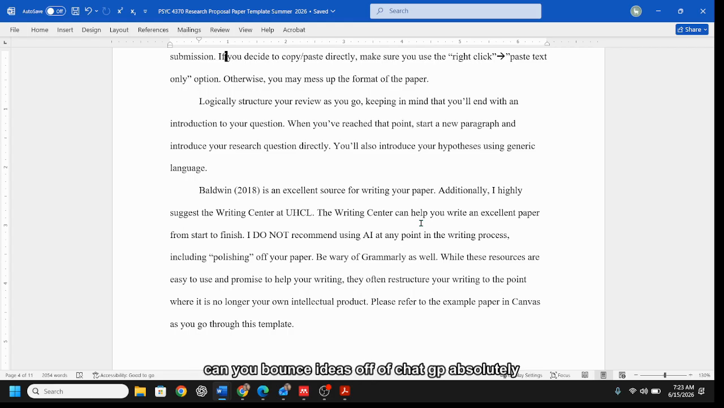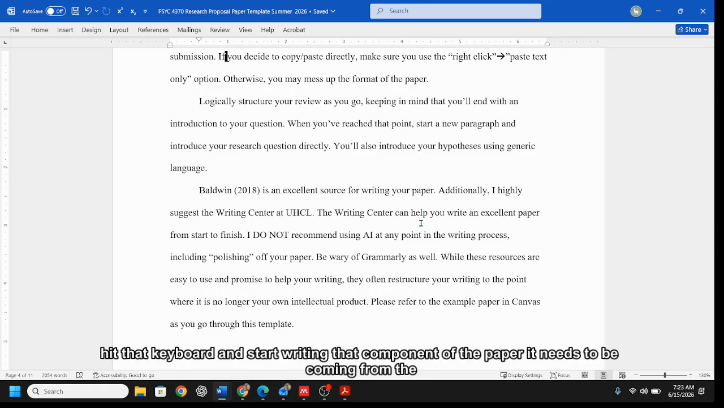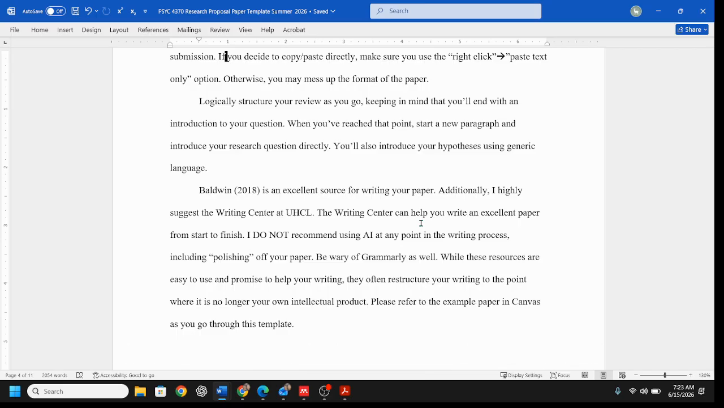Can you bounce ideas off of ChatGPT? Absolutely. Can you ask ChatGPT to give you an example of something based on the requirements for the paper? Absolutely. But the moment when your fingertips hit that keyboard and start writing that component of the paper, it needs to be coming from you, okay?